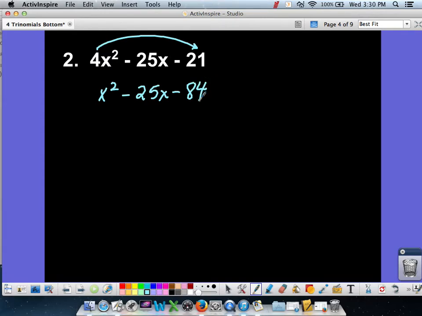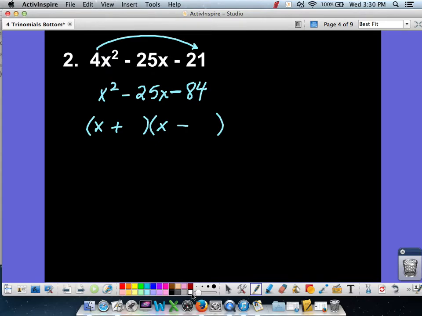Go back to where you have trinomials where A is 1. I set up the two binomials. Go to the caboose. The signs will be different. One's a plus, one's a minus. What are factors of x squared? It's going to be x times x. Then the question is, what are factors of 84 that subtract and give me 25?